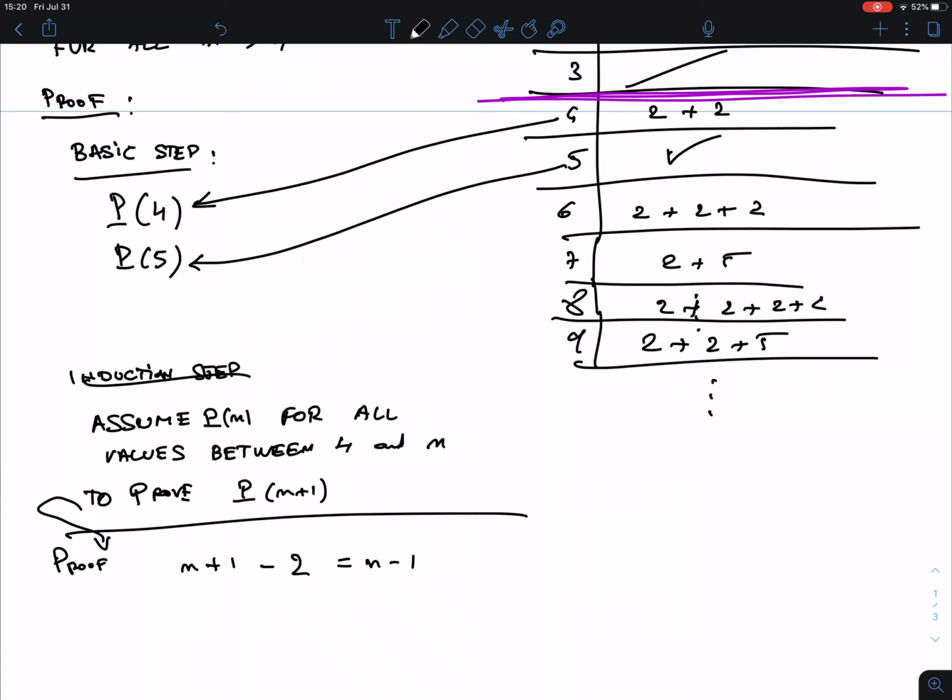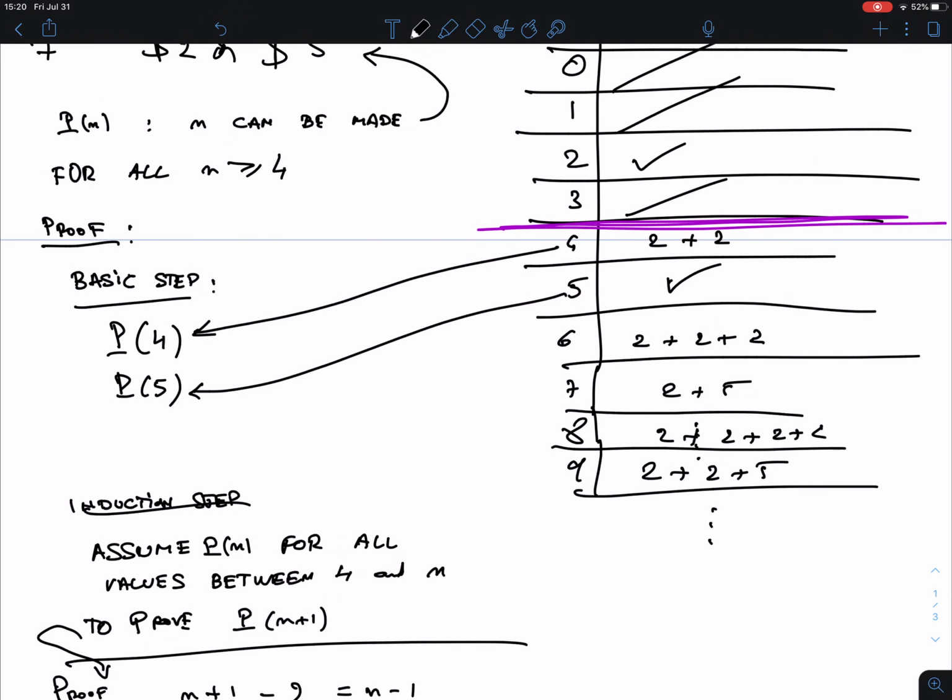And in a quiz, I will not ask you to find the cutoff point. I'm just going to tell you that is the cutoff point and have you prove that that's where it works. Okay, from then onwards it works. There will be a quiz.